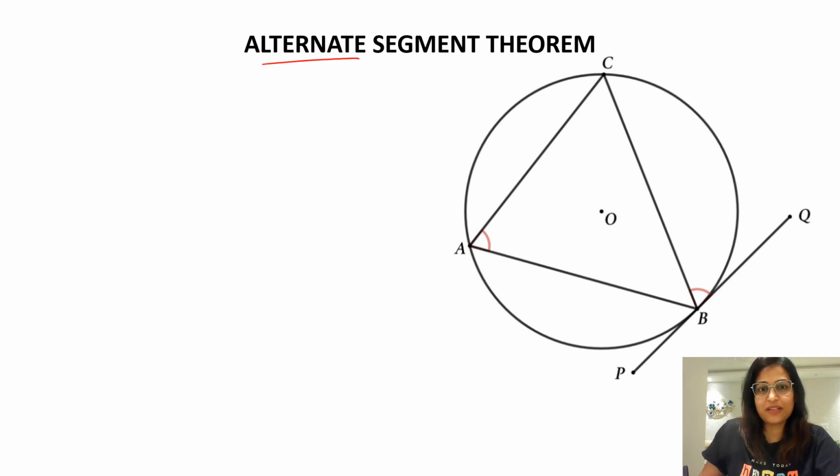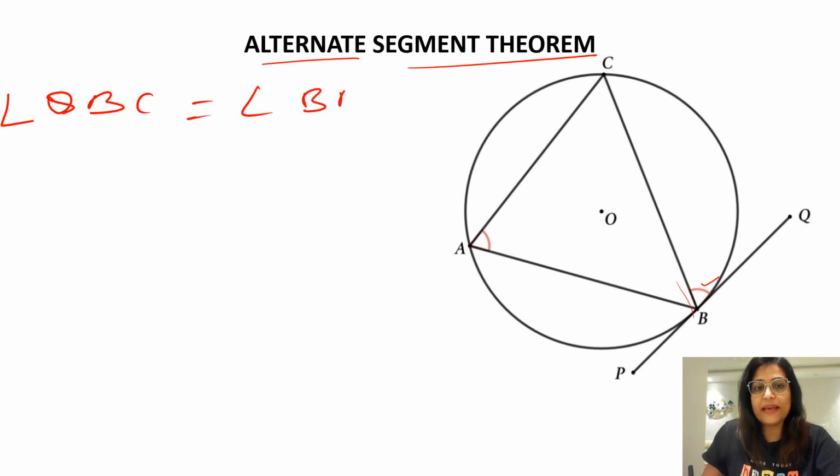The alternate segment theorem says that the angle between the chord and the tangent at the point of contact of the tangent is equal to the angle made by the same chord in the alternate segment, or in another part of the circle, right? So here we have to prove angle QBC is equal to angle BAC.